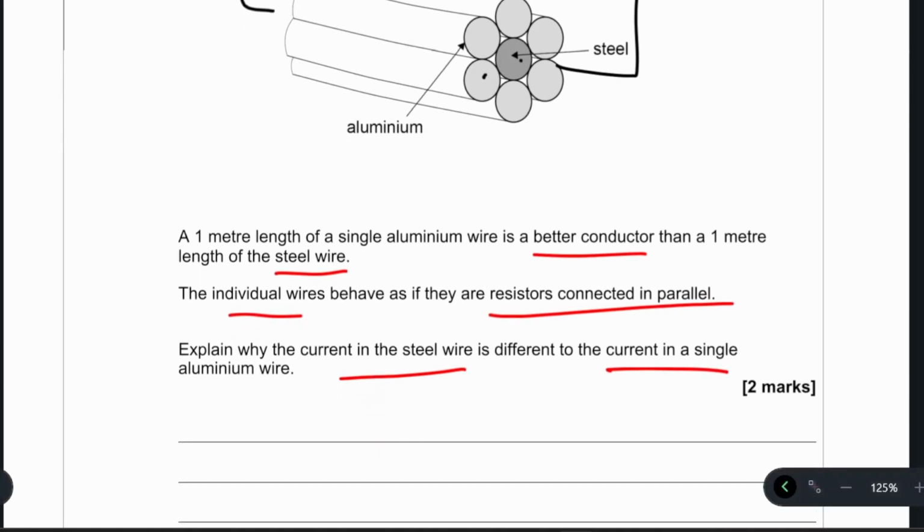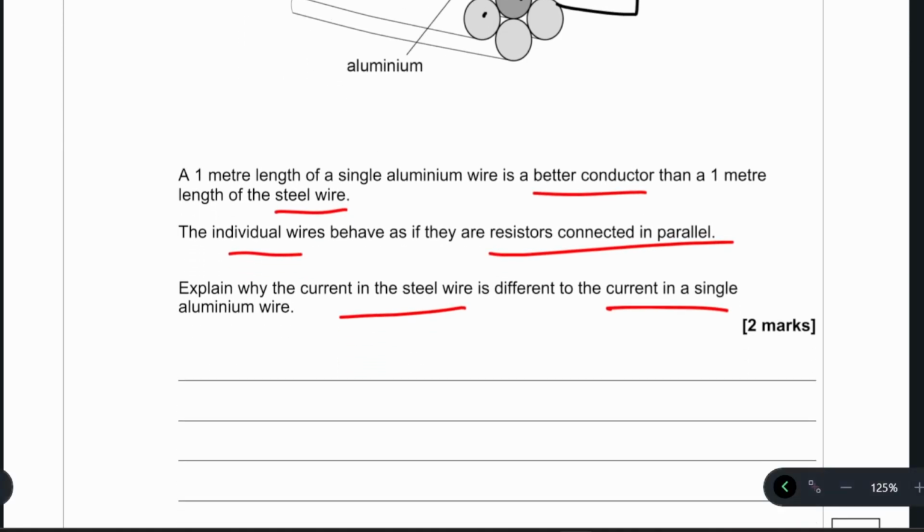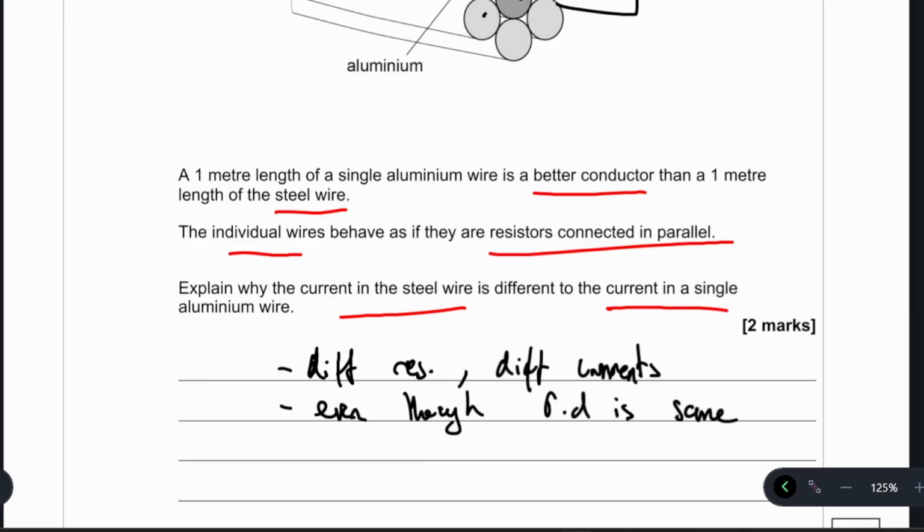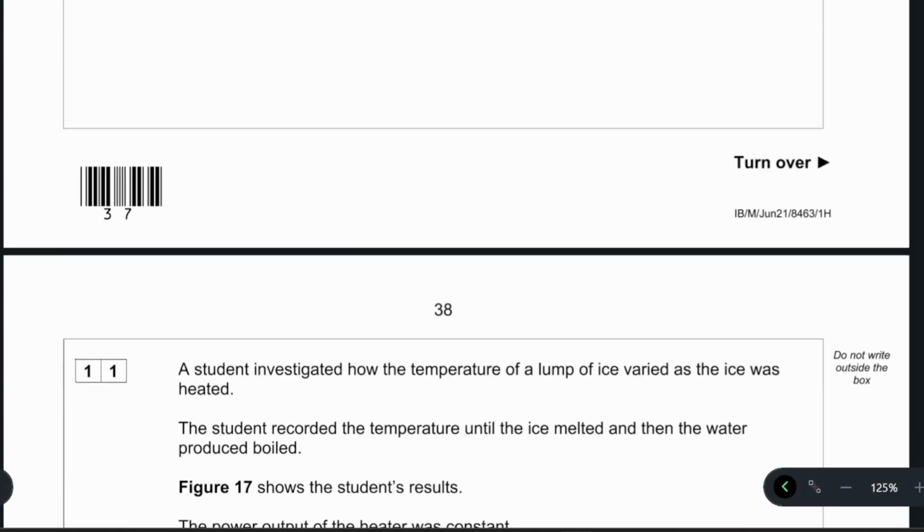So the resistance of the steel and the aluminium are going to be different. Okay, so because they have different resistance, that means they're going to end up with different currents. And the second point will basically say even though the potential difference is the same. Final part of that question. So let's move on to question 11.